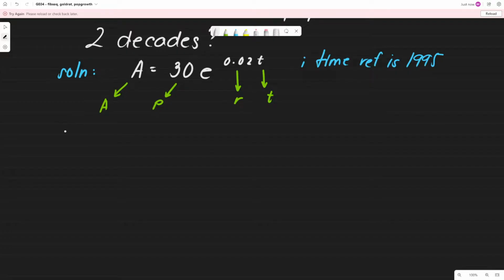So for letter A, A is equal to 30e raised to 0.02 times 0, because there's no time difference between 1995 and 1995. So 0 times 0.02 will give us 0. Then any number raised to 0 is equivalent to 1. So this is equivalent to 1, meaning our population at 1995 is 30 million. Because 30 times 1, and remember 30 is in millions, so we have 30 million.